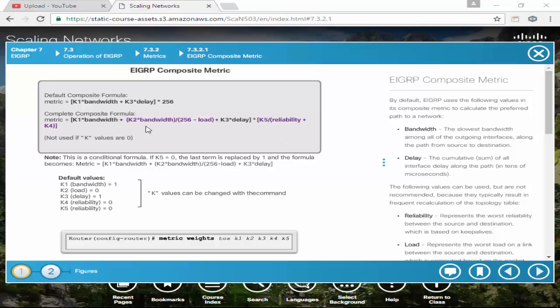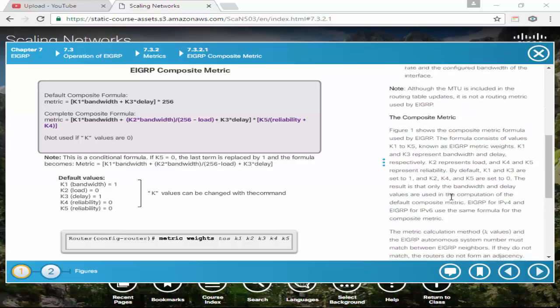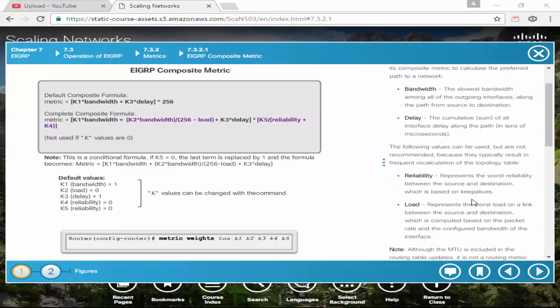Alright, and if we were using other ones, they do different things. If we're doing load, we start getting divided, so we divide 256 minus the load, then we add plus, but as you can see, don't worry, you're not tested on this. All you need to know is K1 and K3 are bandwidth and delay. Here we go. So we have bandwidth, load, delay, reliability, and reliability. One of those is wrong, right? There should be something besides reliability. I guess not.